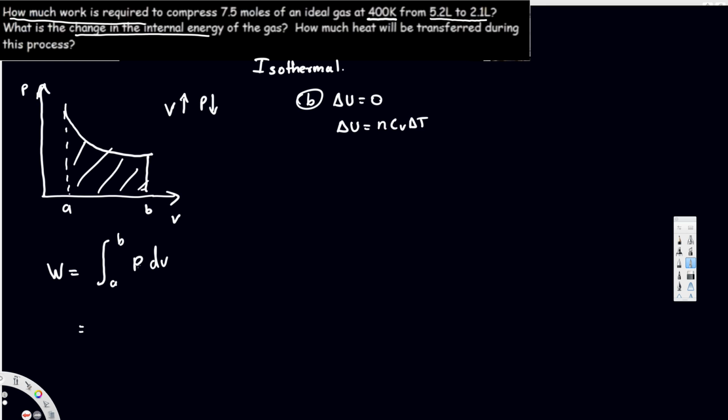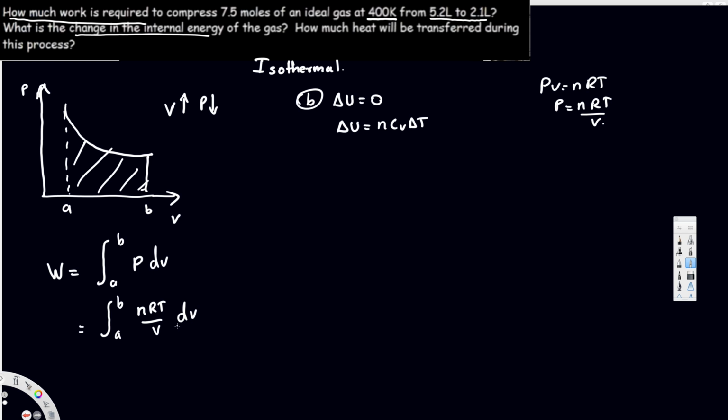And let's put P in terms of volume. We know that PV is equal to nRT. Therefore, P is equal to nRT divided by V. We can substitute this because we have the moles, we know R, and we know the temperature. We don't know the pressure directly, right? So we can substitute this value to find this. Let's rewrite this: integral from A to B, and pressure is nRT divided by V, dV.